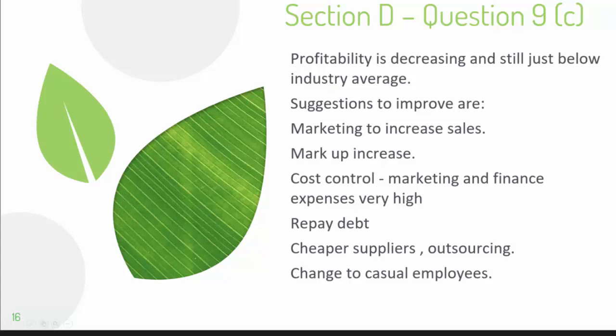And I've got a whole range of stuff here. Marketing to increase sales. You could increase markup, but invariably also you could decrease markup. It depends on how elastic or responsive your customers are to price changes. You could try and control your costs. So marketing and finance expenses in this instance were very high. I know it's contradictory to what I was saying about here, but you may change your marketing strategies. So you may go for more social media than TV advertising, so that can reduce your marketing costs.